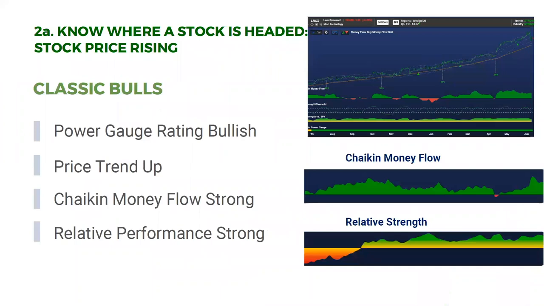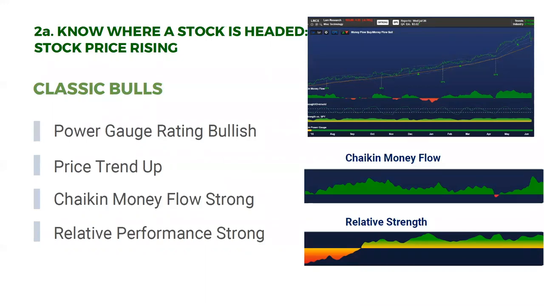All right, so we're going to get into knowing where a stock is headed, and we're breaking this up into two sections. One, when the stock price is rising, which we call a classic bull, and then we'll move on to the classic bear, which is knowing when a stock is about to head down. So this is Lam Research. I'm going to use that as my example of a classic bull. This is a stock that I've owned multiple times, and I'll walk you through why I decided to buy it and why I decided to sell it.